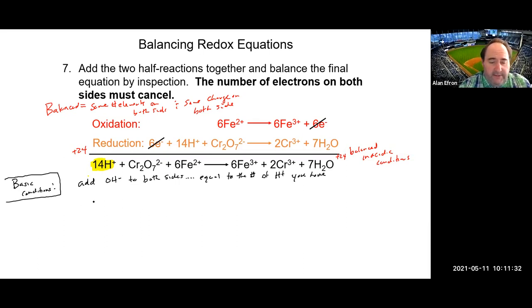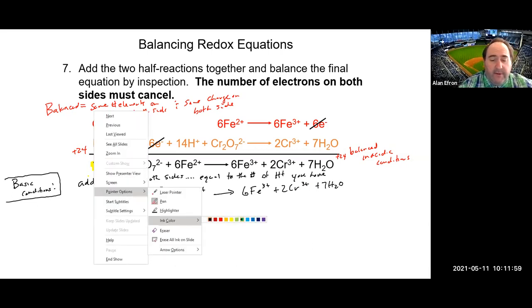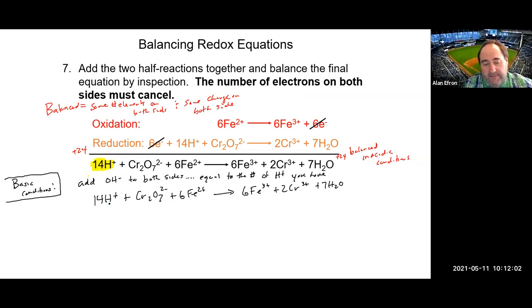So if we take our equation from above, and I'm just going to recopy it here: 14 H pluses plus Cr2O7 2 minus plus 6 of these iron 2s gives us 6 of these guys, a couple of those guys, and 7 of these guys. Now, again, I would get to this equation like we just talked about, by balancing it in acidic conditions. At this point, what I would do is say, okay, I have 14 H pluses. That means I would add 14 OH minuses to both sides. Again, not just one side, but both sides.